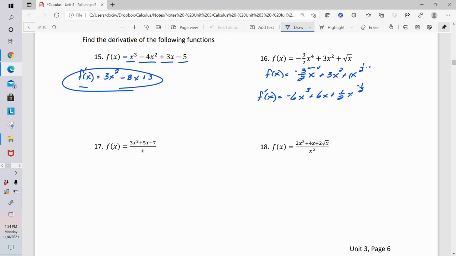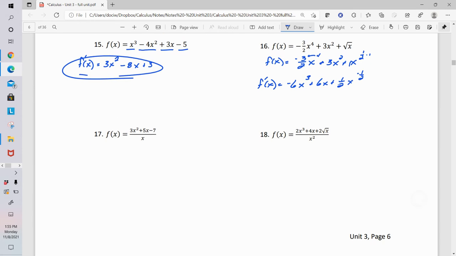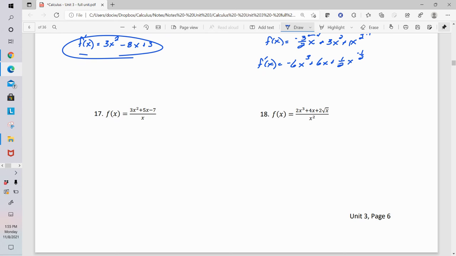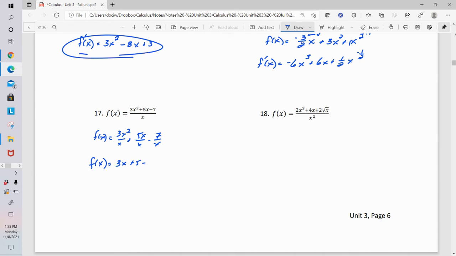For number 17 and 18, for each of those, we're going to do a little bit of preparation work, which is something I always consider doing when I'm going to find a derivative. To have f of x equals 3x squared plus 5x minus 7, divided by x, the whole function is divided by x, but that also means that each individual piece is divided by x. So 3x squared divided by x, 5x divided by x, and negative 7 divided by x. So I can rewrite my function as 3x plus 5 minus 7 divided by x, but notice my 7 divided by x, I chose to write that as negative 7x to the negative 1.